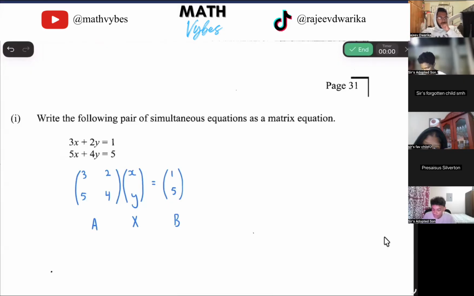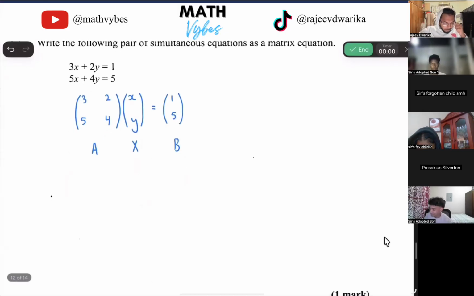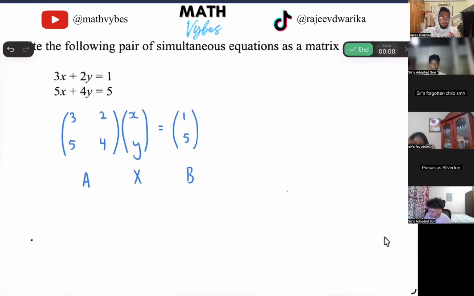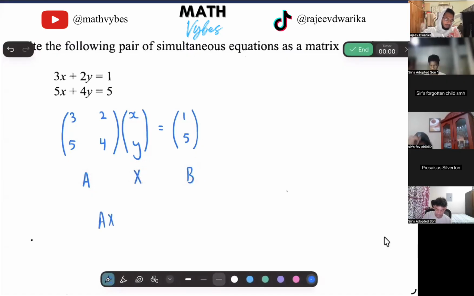Write the following pair of simultaneous equations as a matrix equation. Right. So you have to make a matrix of coefficients. Are you seeing the coefficients here are 3, 2, 5, and 4? Yes. Right? So we make the matrix of coefficients. Then you make a matrix of variables, x and y. Then you make a matrix of constants. If you want to solve for x, y, this is what we could do, right, Ria? We could call this matrix A, we could call this matrix X, and we could call this matrix B, right? So it'll be AX is equal to B.